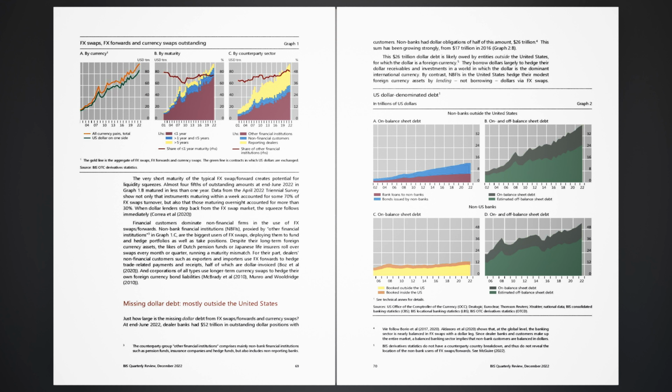Missing dollar debt, mostly outside the United States. Just how large is the missing dollar debt from FX swaps, forwards and currency swaps? At end June 2022, dealer banks had $52 trillion in outstanding dollar positions with customers. Non-banks had dollar obligations of half of this amount, $26 trillion. This sum has been growing strongly, from $17 trillion in 2016 (graph 2b).